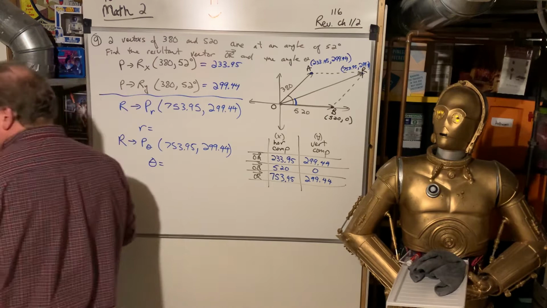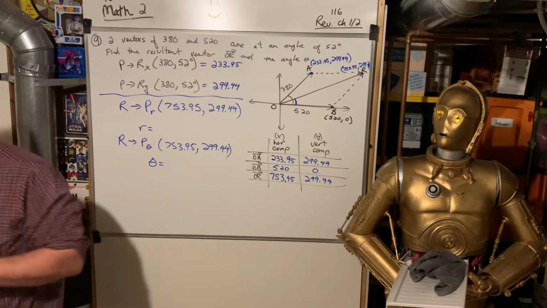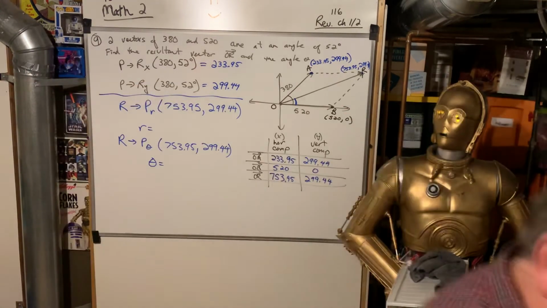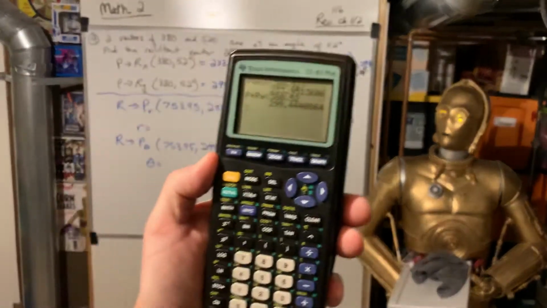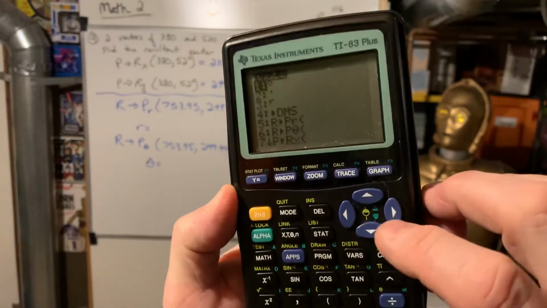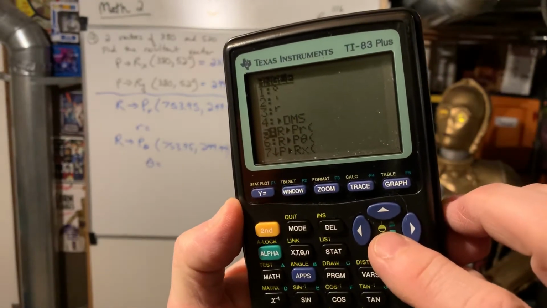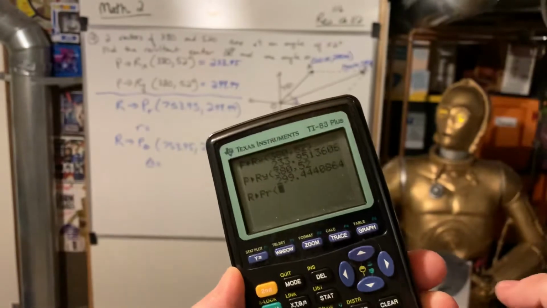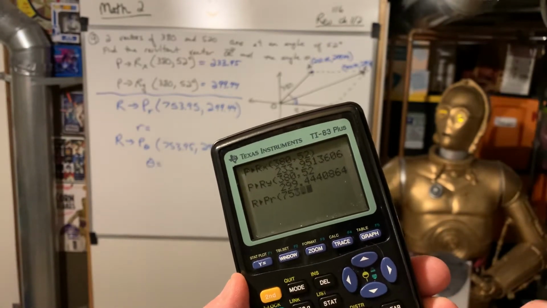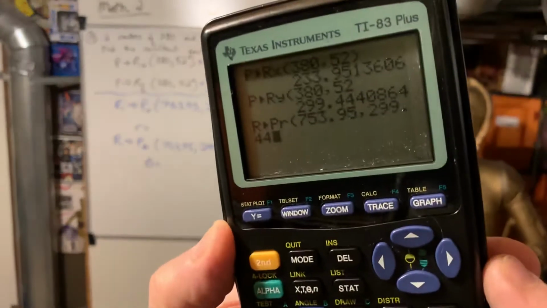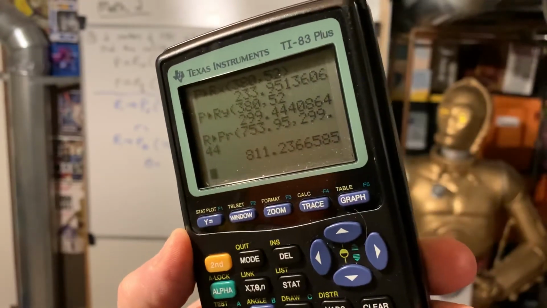Again, we do second angle, and then we go down, and there it is, rectangular to polar r, the resultant r. You hit enter and type 753.95, comma, 299.44. I typed in the numbers and hit enter. So there it is, 811 is our answer for the resultant vector.